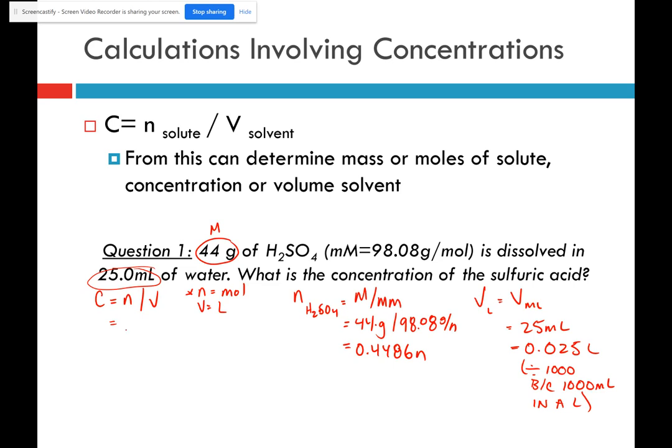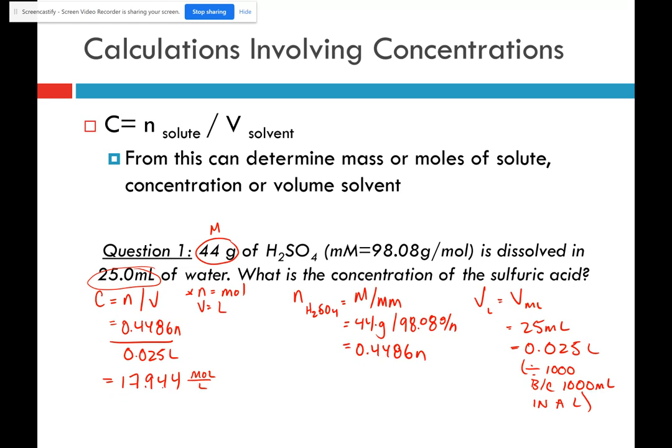So now I'm going to plug this in here. My concentration is going to be my moles, 0.4486 moles, divided by 0.025 liters. 0.4486 divided by 0.025 is going to give me 17.944. And I could write this as mol per L.